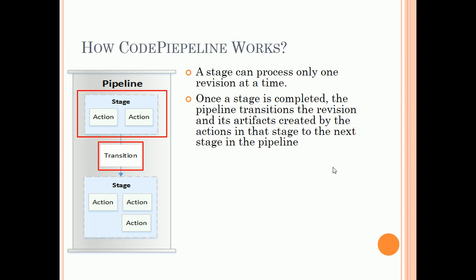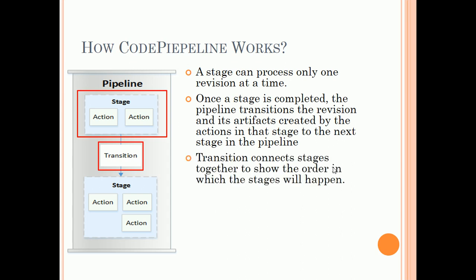We can also manually disable and enable this transition. A transition is nothing but the act of a revision in a pipeline continuing from one stage to the next in a workflow. So it connects the stages together to show the order in which the stages will happen.